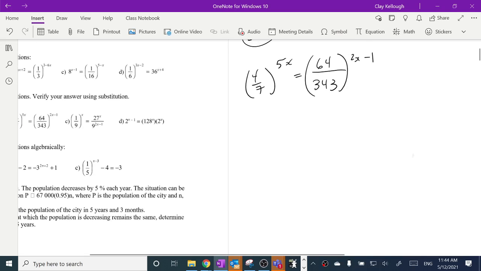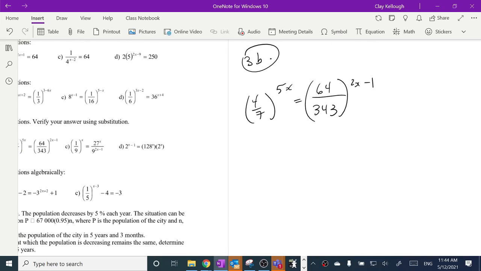Okay, so step one is we have to try to find a way to make the bases equivalent. So (4/7) to the 5x is equal to (64/343) to the 2x minus 1. 64 is 4 cubed. 343 is 7 cubed.